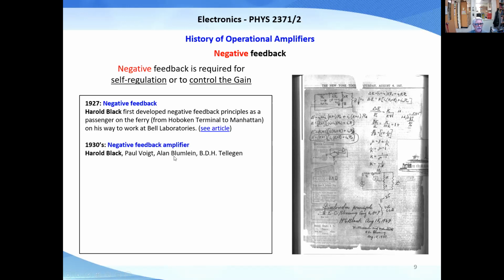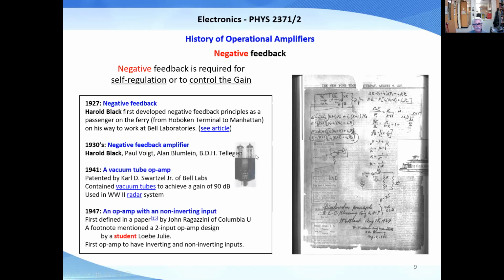And then a few years later, Harold Black and a couple other people used that in an amplifier. Before that, it was just an idea, and then they actually made an amplifier. And 11 years later, they actually made something with vacuum tubes. It was used in radar in World War II. They achieved a gain of 90 dB. That's a lot, right? I don't know whether that's voltage or power. Probably voltage.